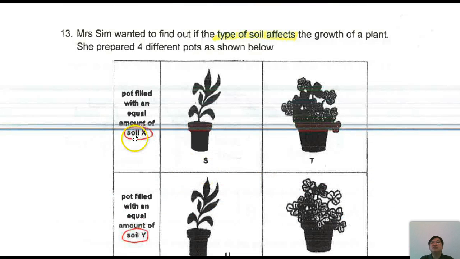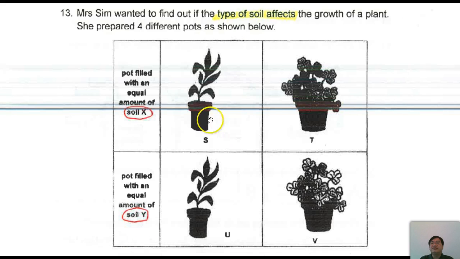Next, these 2 plants, soy X, soy Y. These 2 plants have soy X, these 2 plants have soy Y. Alright, what you can see is the pot is different for this, although the soil is the same. Now for this, the pot is the same, the plant is the same, right, but the soil is different. So Mrs. Sim wanted to find out if the type of soil affects the growth.